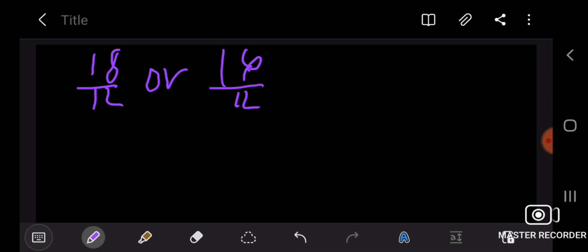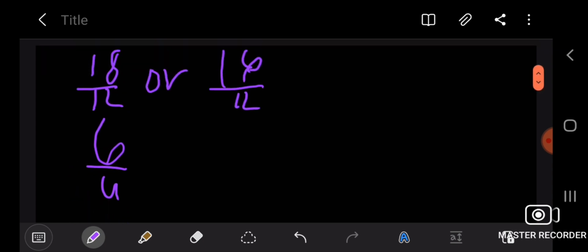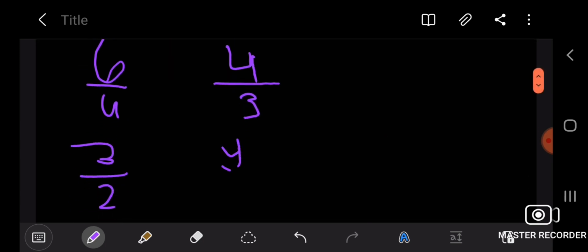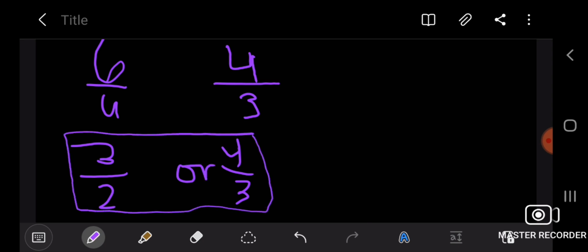If you do 18 over 12 divided by 3, you're going to get 6 over 4. For the other one, if you divide 16 over 12 by 4, you're going to get 4 over 3. And 6 over 4 is still not fully reduced, so it reduces to 3 over 2. So the answer is going to be 3 over 2 or 4 over 3.